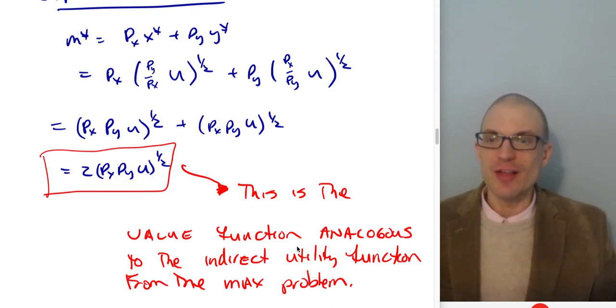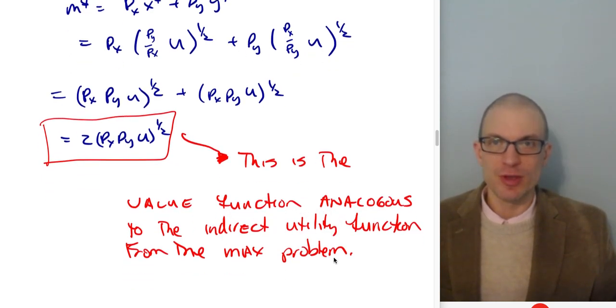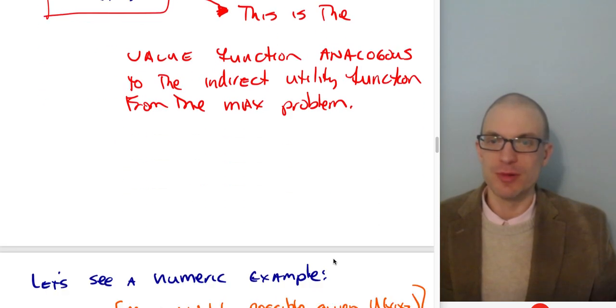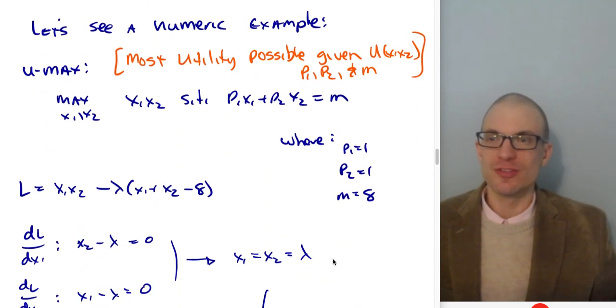This is the value function for the consumer's expenditure minimization problem, analogous to the indirect utility function that came from the consumer's utility maximization problem. Now let's see a numeric example.